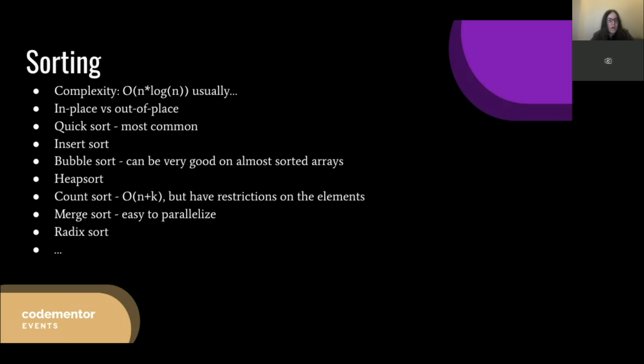Nice to know. And we have bubble sort, and while bubble sort is in general known for n squared complexity, it can actually show very good results for semi-sorted and almost sorted arrays. So this is something also to remember.